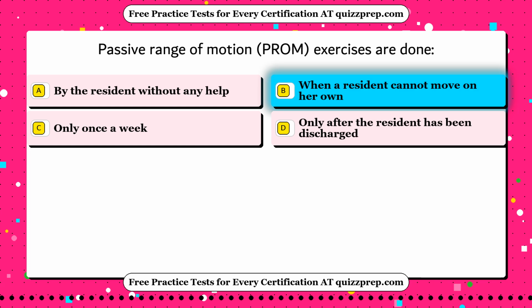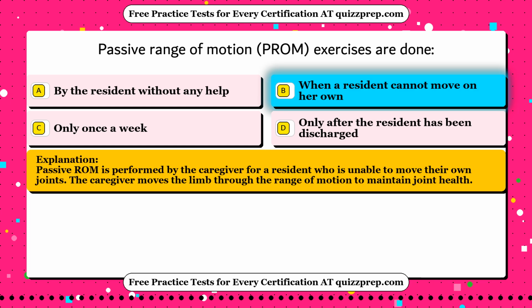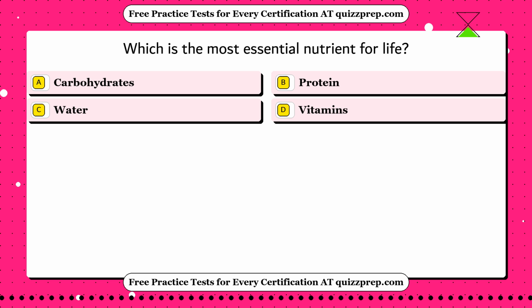The correct answer is option B, when a resident cannot move on her own. Passive ROM is performed by the caregiver for a resident who is unable to move their own joints. The caregiver moves the limb through the range of motion to maintain joint health. Question 33. Which is the most essential nutrient for life?